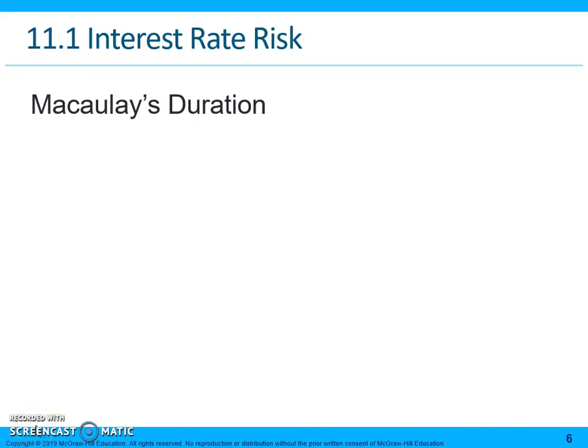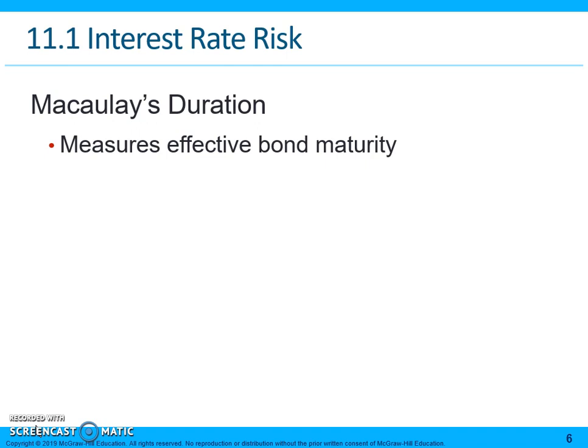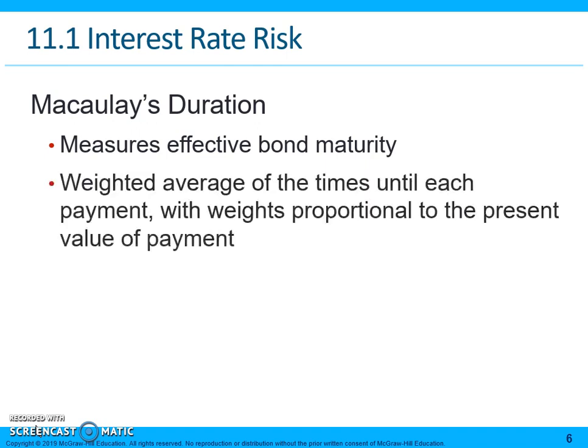Macaulay's duration. You can go through the calculation, but we're also going to discuss the concept of duration. What duration is intended to do is to measure effective bond maturity. It is the weighted average time until each payment, with weights proportional to the present value of that payment. So we calculate the present value of each payment, and then we divide it by the price of the bond, or the present value of all payments.